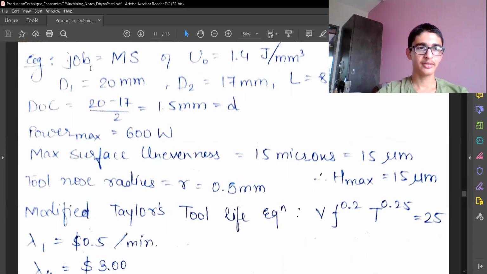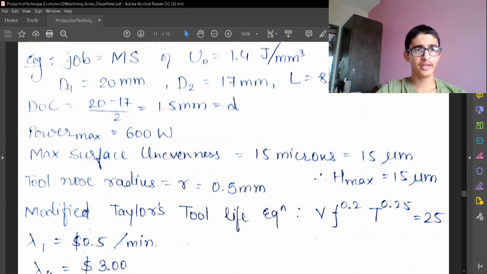We are given a workpiece or job which is made of mild steel. So we know the U naught value is 1.4. You should directly recall these things. When mild steel comes into the picture, the U naught value is this. What will be the shear strength value, Poisson's ratio, these general approximate values, shear strength, ultimate tensile strength, etc.